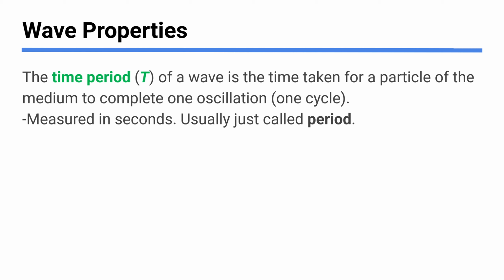Anyway, when we talk about period, it is a measurement of time. Officially, we call it time period. We'll almost always just say period. We're going to use capital T for this, and it's the time it takes for one cycle of the wave, essentially. Really, the time it takes for one particle in the medium to do one full cycle. So think of it as the time for one cycle of the wave. So it's a measurement of time.